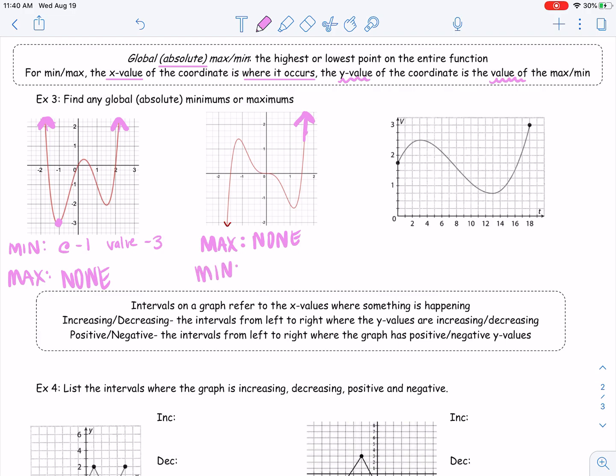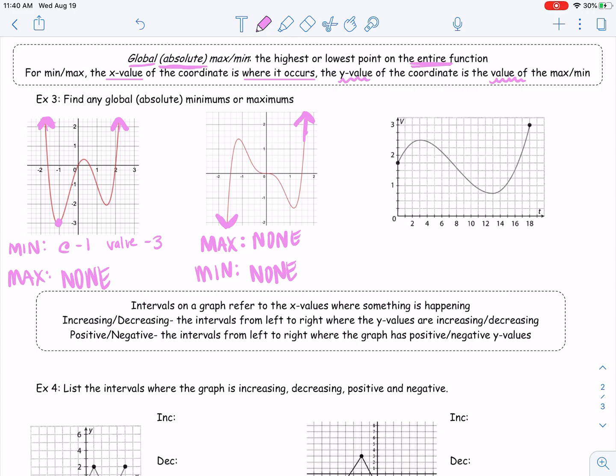Is there an absolute or a global minimum? No, because this side has an arrow going down, so it's going to negative infinity, so it doesn't have a lowest of the lowest point, so it has neither a global max or min. Okay, now I know this is the highest point in the vicinity, and this may be the lowest point in the vicinity, but that's not the highest point on the entire graph, and that's not the lowest point on the entire graph. We need to remember that absolute or global is on the entire graph, okay?